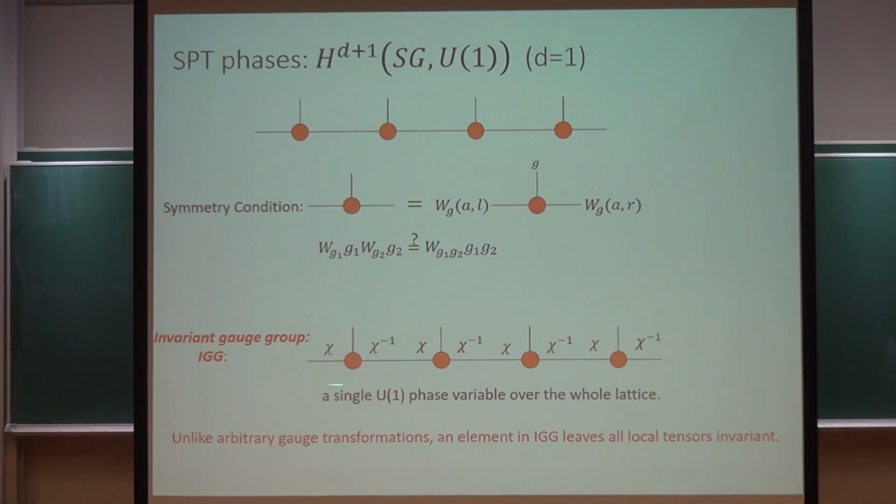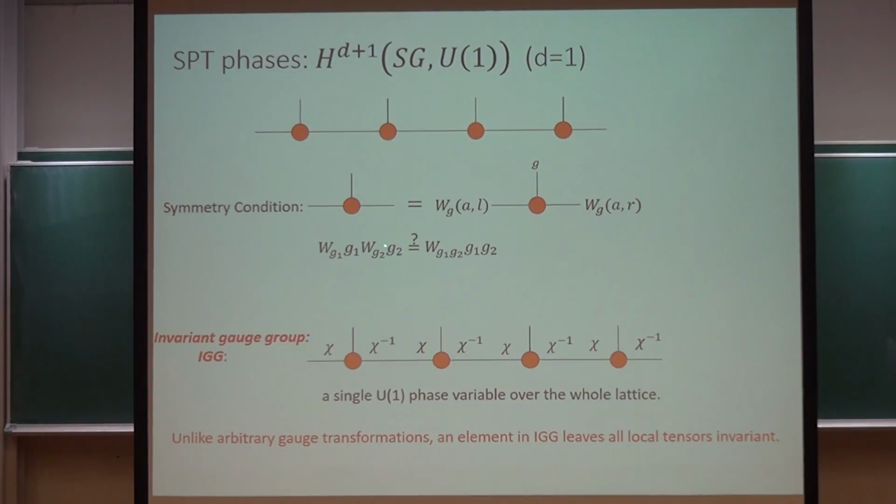So such a gauge transformation, this is a gauge transformation. It's very special. It's a subgroup of all the gauge transformations, so we call it the invariant gauge group. What's special about it is that usually a gauge transformation will change the form of this local tensor, but this one leaves the local tensor form completely invariant.